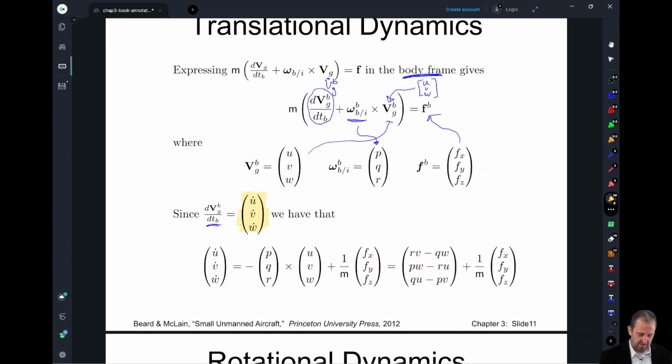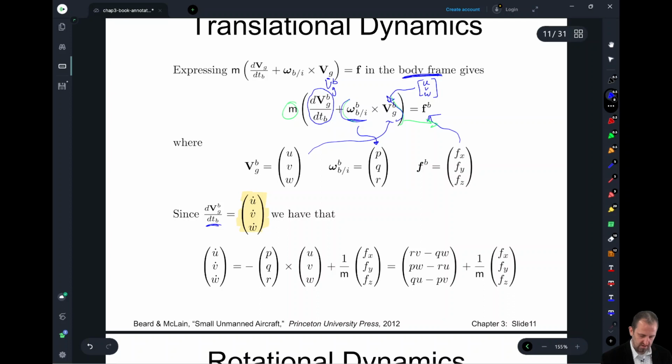It's pretty easy. We're just going to move things around. We're going to take these guys, move them to the other side, and divide by m. So it's just a little bit of algebra at this point. We say, we want to have U, V, W dot.